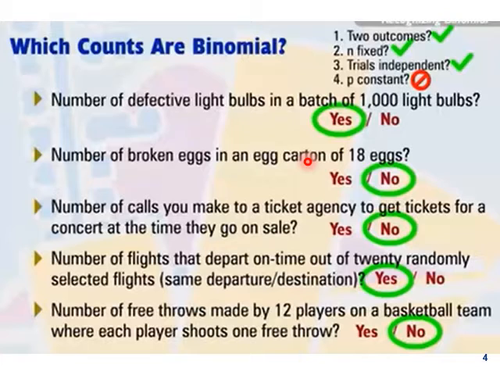Now for the last example, I suggest you go through it and try to understand it. The answer is already given, it's saying no, but why it's no, you can work out.